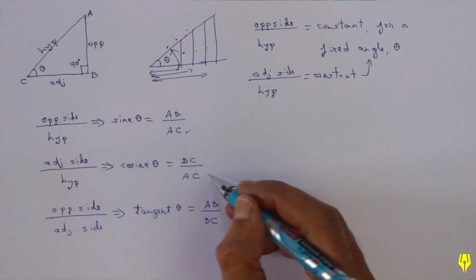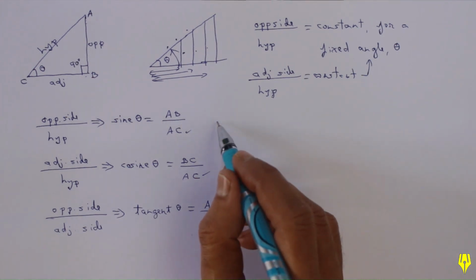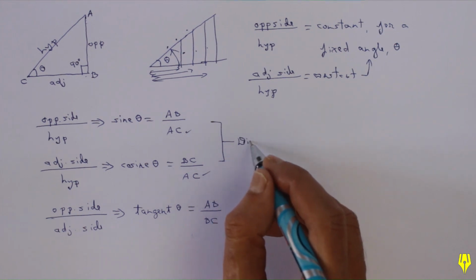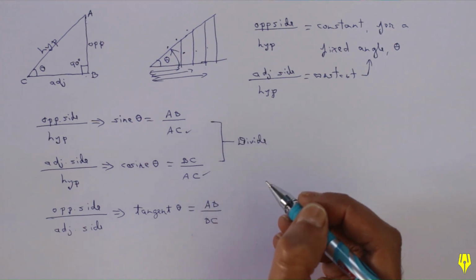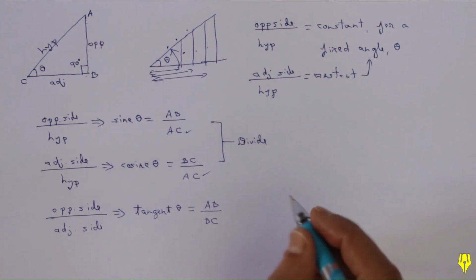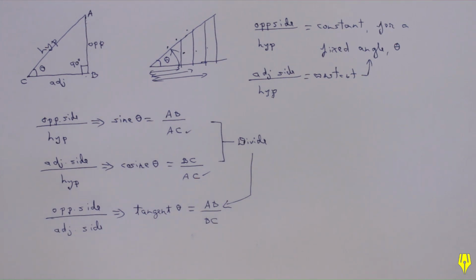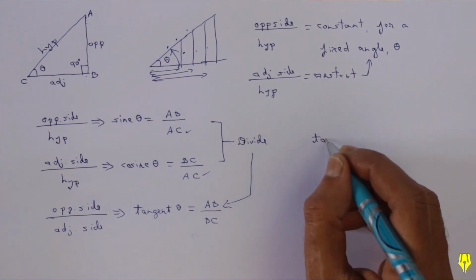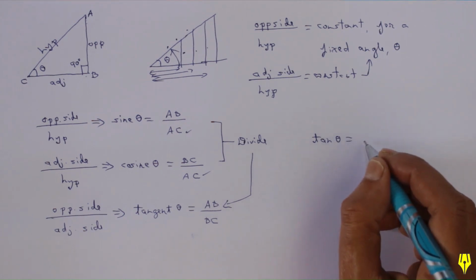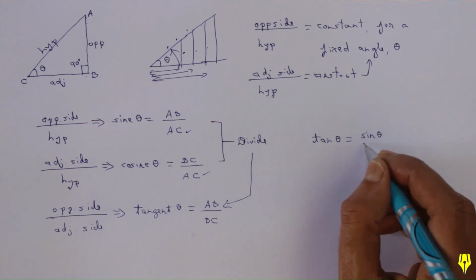We can see that AC is common to both sine theta and cosine theta. So what happens if we divide sine theta by cosine theta? AC gets cancelled and we get AB by BC, which is nothing but tan theta. So we can write tan theta as sine theta divided by cos theta. So it's the ratio of sine theta to cos theta.